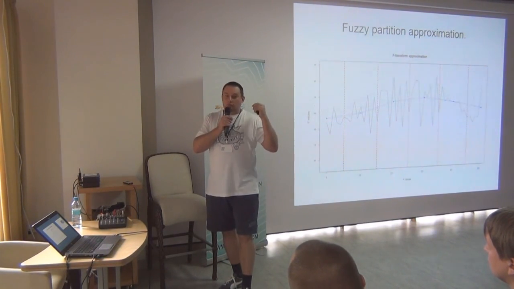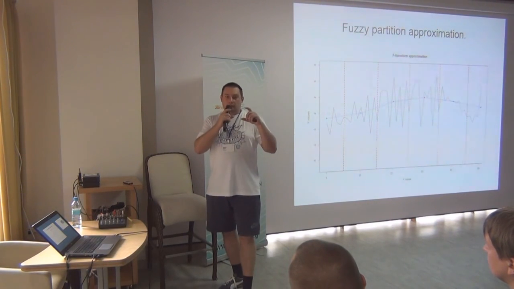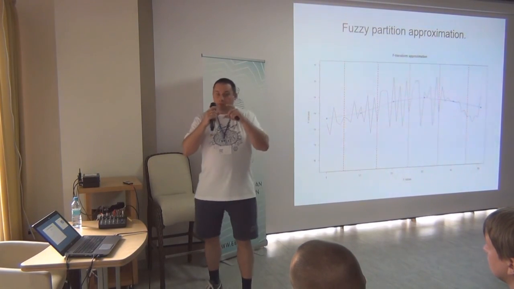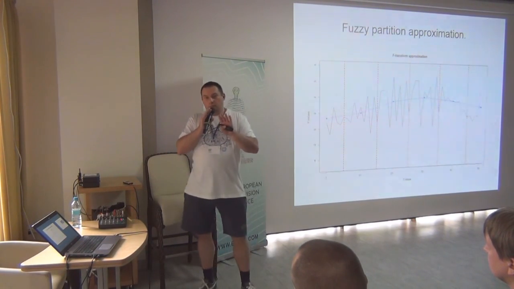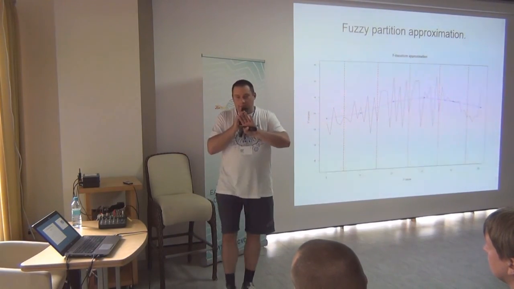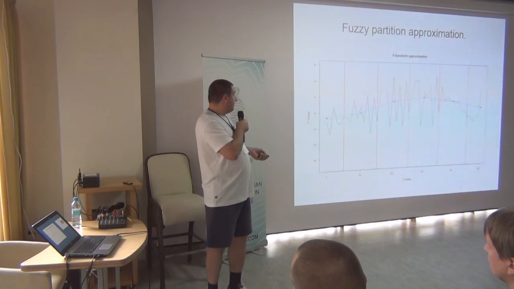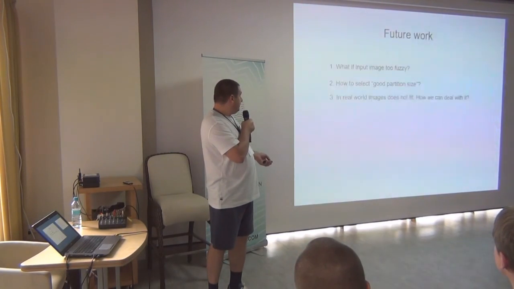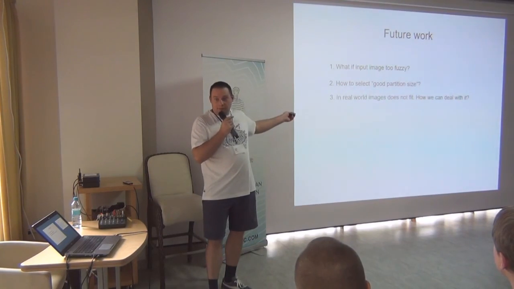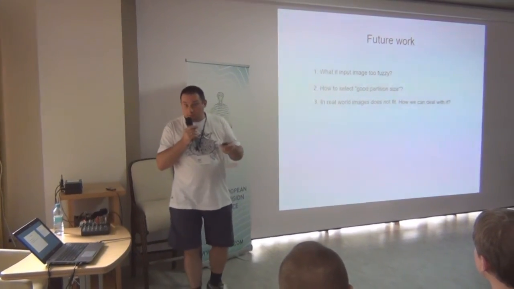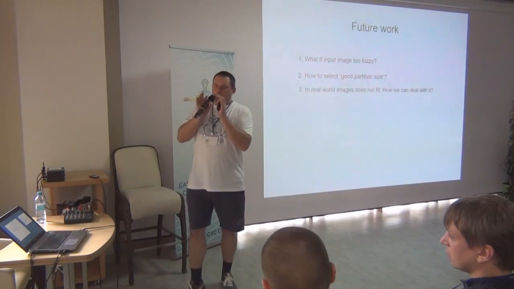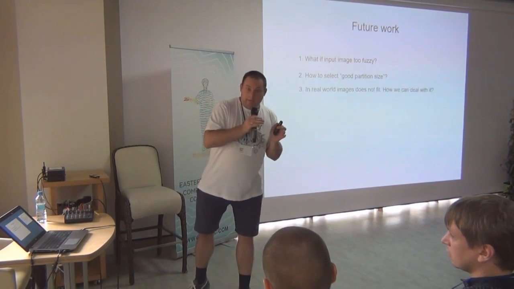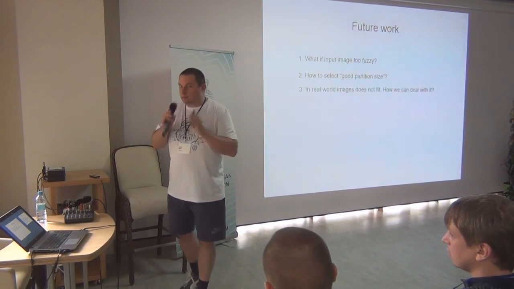So this should not be two photos created from one place. If we make photos from two places, we should register them and place points each under the other, and only then can we use this. I talked about this, I think, in the third point. In the real world, images do not fit. We should do something to make images fit each other, and there are a lot of other methods, starting from optical flow and finishing with BRISK, FLANN, and so on.